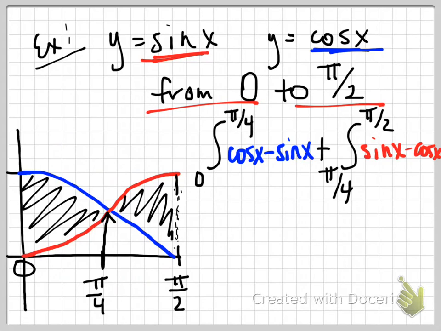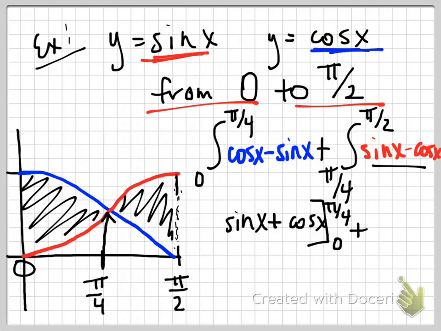Alright, so cosine minus sine. Cosine integrates to become sine. Sine integrates to become negative cosine, from 0 to pi over 4. Then for this one, it's going to be the opposite. Sine integrates to become negative cosine. Cosine becomes positive sine. And this one's going to be from pi over 4 to pi over 2.